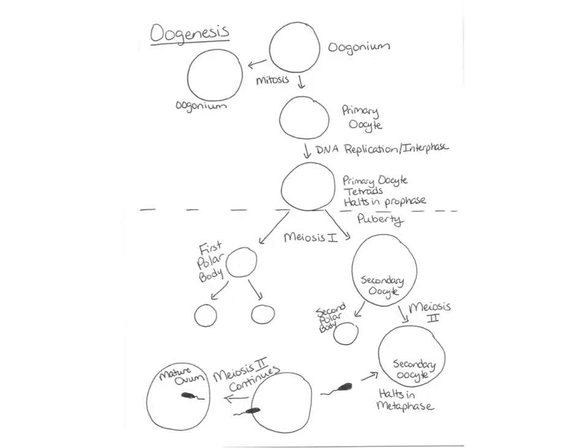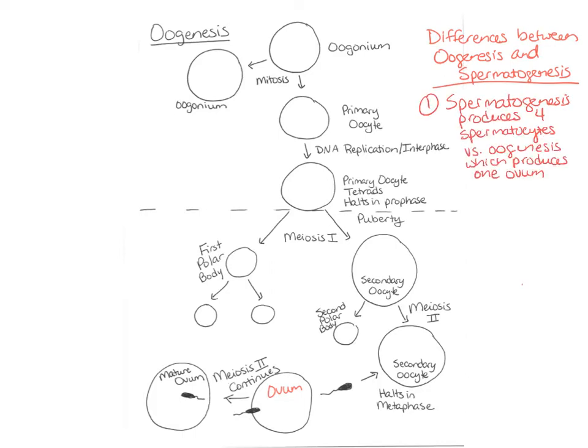The process called oogenesis is similar to spermatogenesis. At the end of oogenesis, we produce an ovum, which is a mature oocyte. There's a couple of differences, though, between oogenesis and spermatogenesis. First of all, spermatogenesis produces 4 spermatozoa from one stem cell, from one spermatogonium, whereas oogenesis will only produce 1 oocyte or 1 ovum from an oogonium.